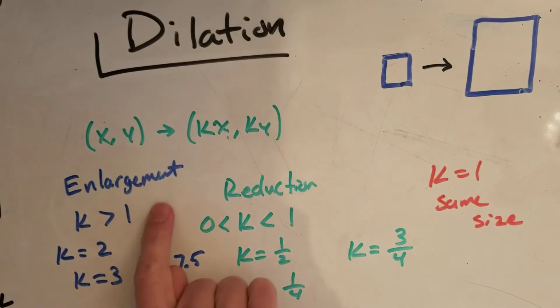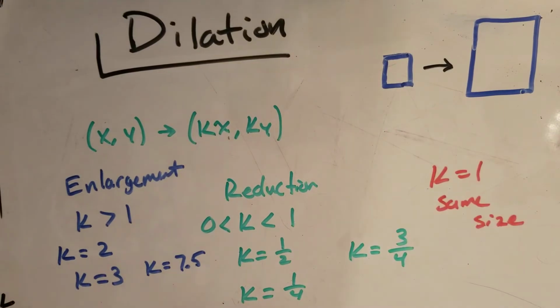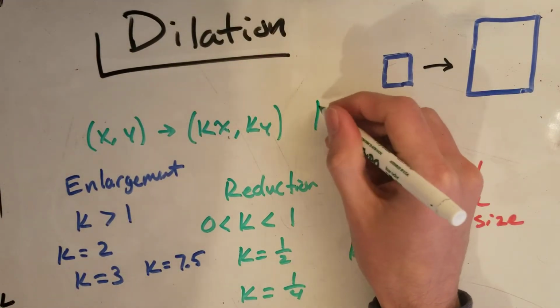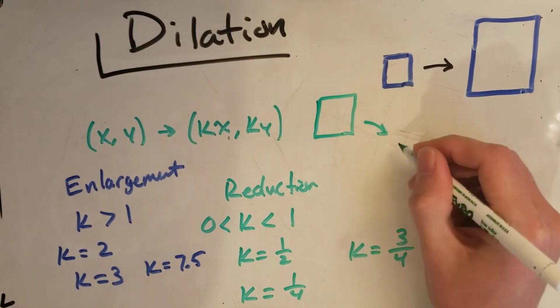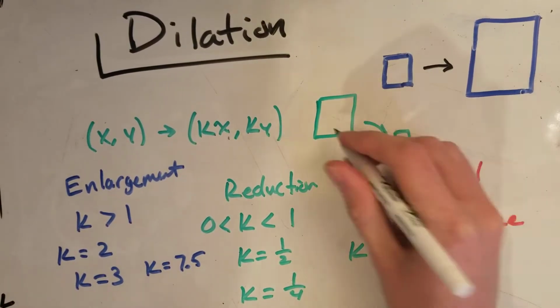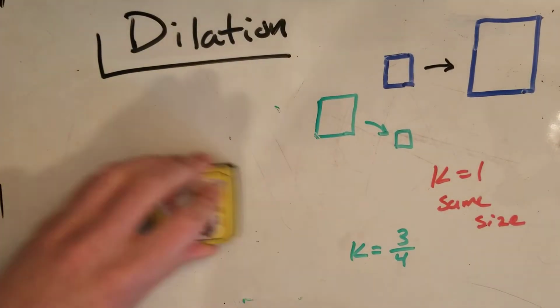So enlargements look like what's over here. You go from smaller to being larger. A reduction would be like, you have a little square like this, and it's going to get smaller. It's just a smaller version of your original shape. So let's jump into some examples of these.